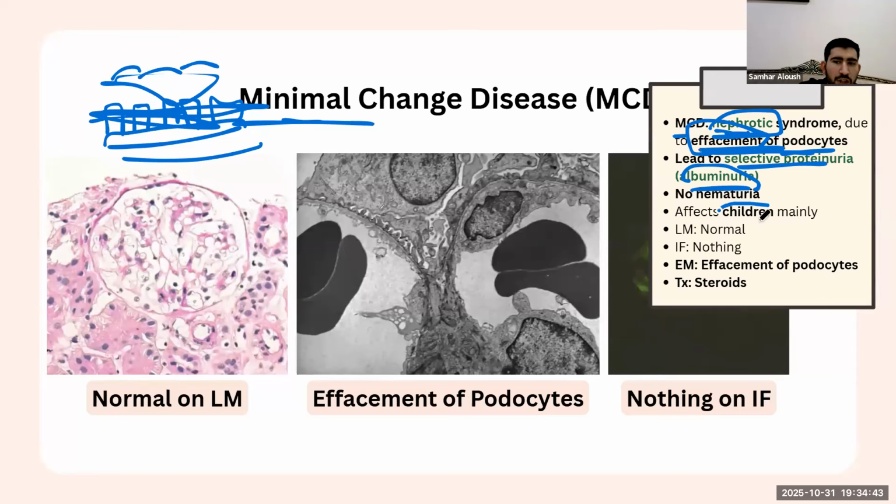It mainly affects children, and to link it, it's called minimal change. Minimal means the lowest thing. And who is the youngest population? Children. So minimal change disease, since it's minimal, it affects minimum people, which is children.